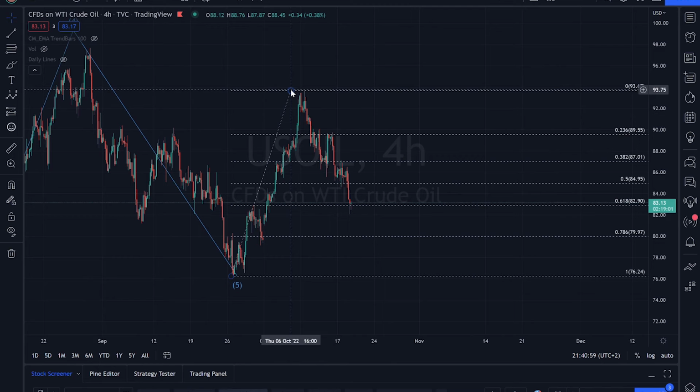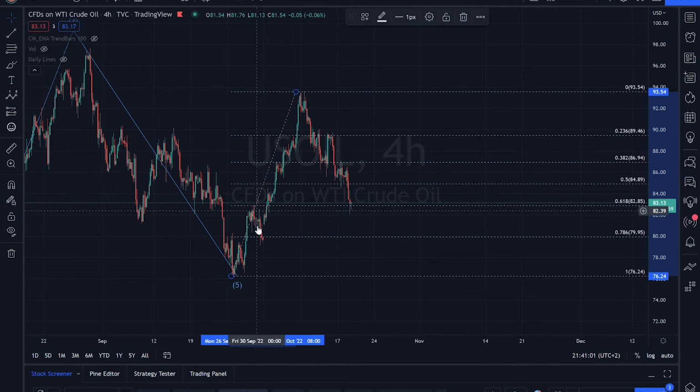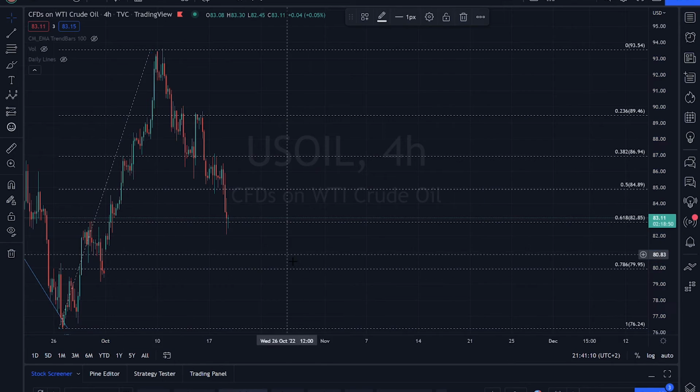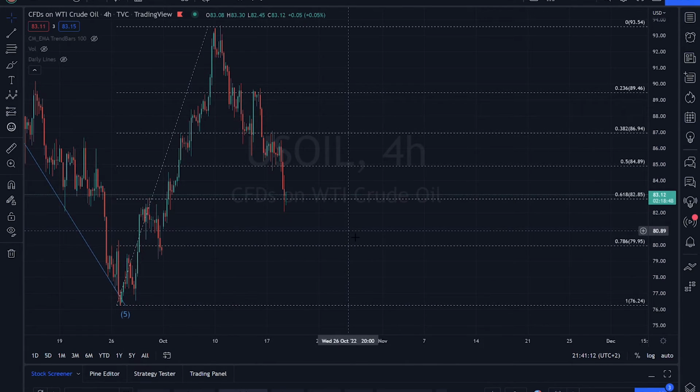Okay, so this here would be, I would say, a sub-wave 2 coming down here. And now we're at the intraday chart. We want to be looking at potential entry points.